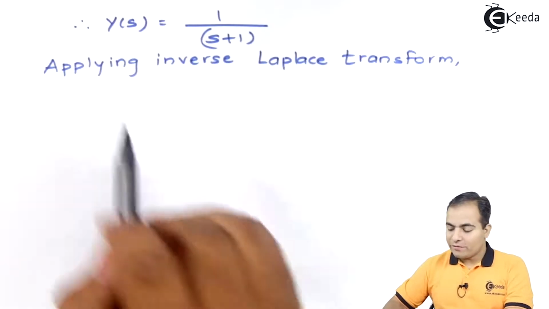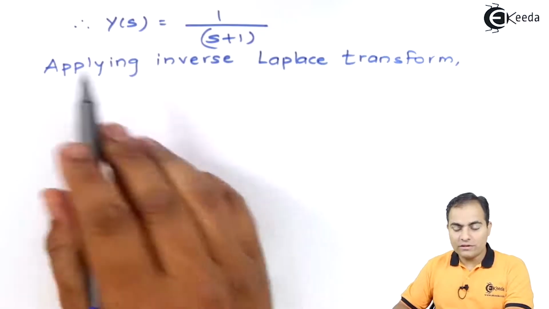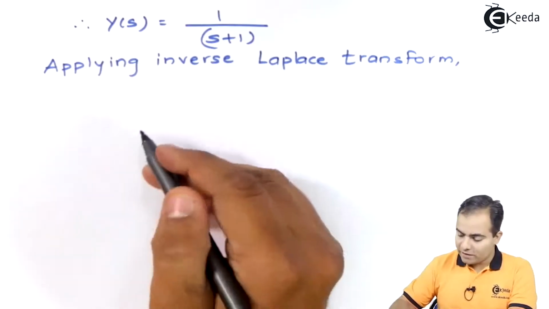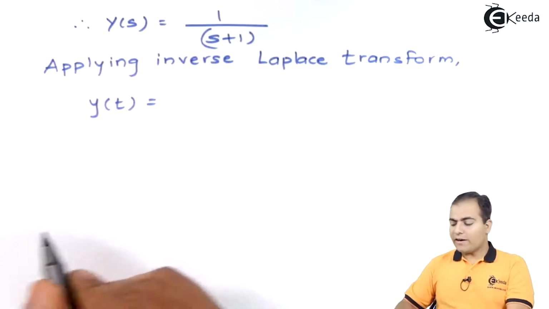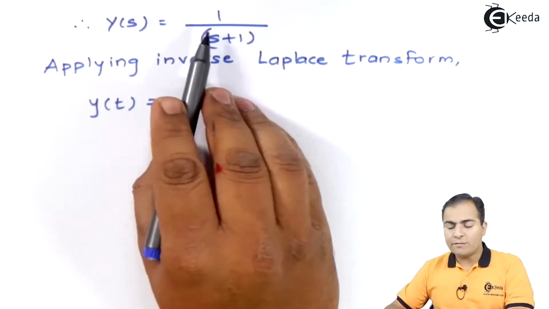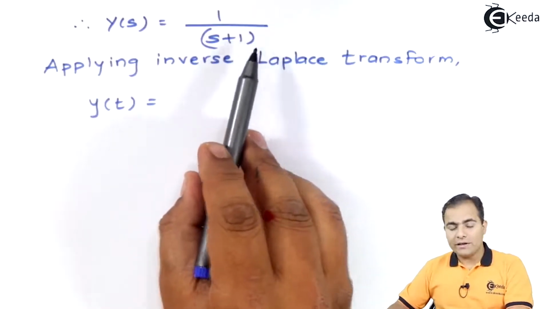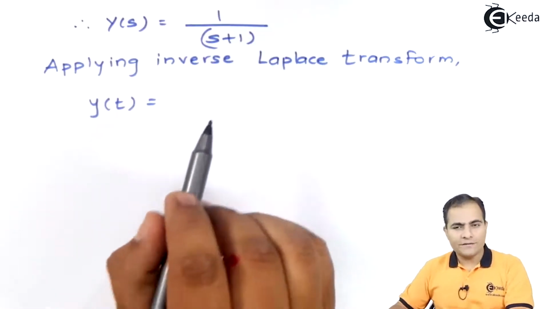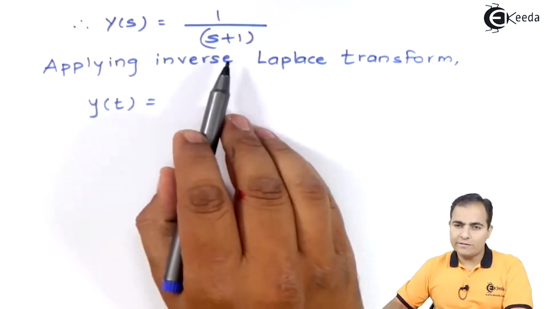So my Y(s) was 1 upon s plus 1, and now I'm going to apply the inverse Laplace transform on both sides. What do we get? Y(s) is nothing but y(t), and look here, what do we have? 1 upon s plus 1. As the s is shifted by 1, here we are going to use the frequency shifting property. Now, what we are going to do? We will use the frequency shifting property.